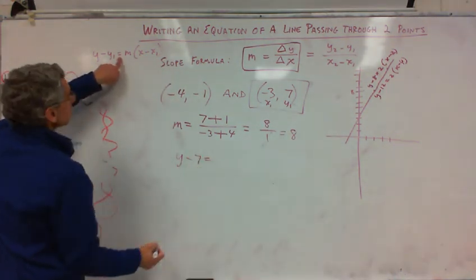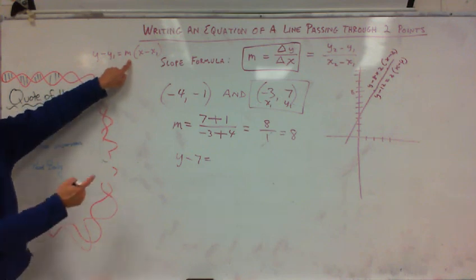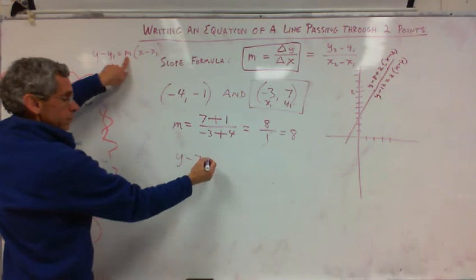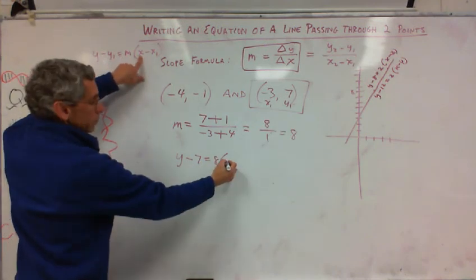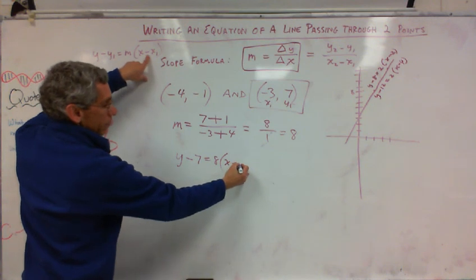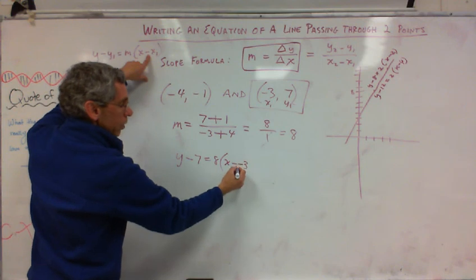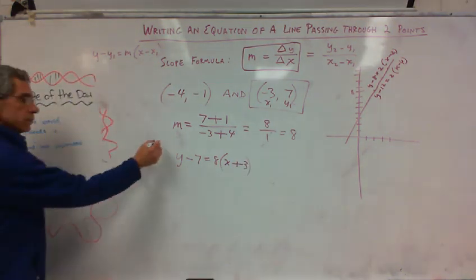equals, what's my slope? Thanks to Okema, we know. Where does it say m equals? Slope is my m. 8 times x. And then what's x1? Minus 3, right? So that's going to be plus 3. There we go. We did it.